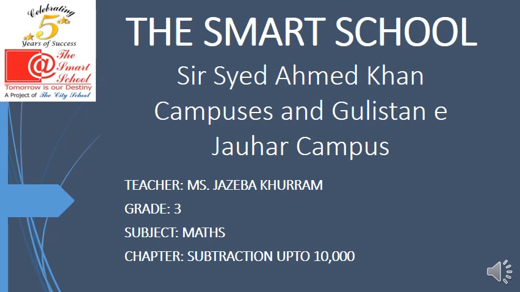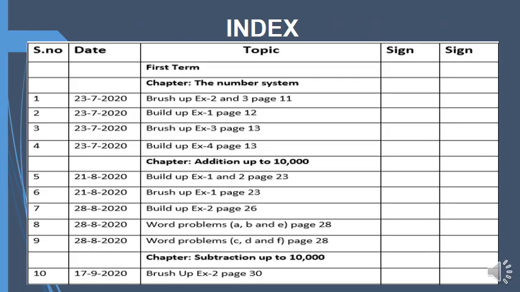And you know, after the next slide what will come? Yes, the index. We started off our new chapter with an index, and copywork obviously starts from a new index. First you have to write the chapter name, chapter subtraction up to 10,000, and after that 10, 17, 9, 2020 brush up exercise 2 page 30. We are going to solve the brush up exercise that is mentioned in your chapter, page 30.